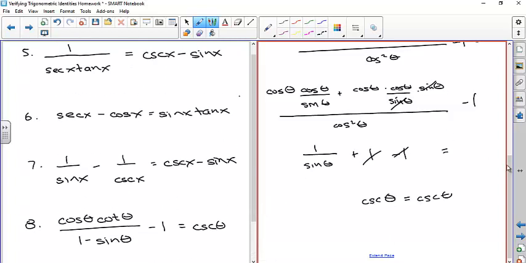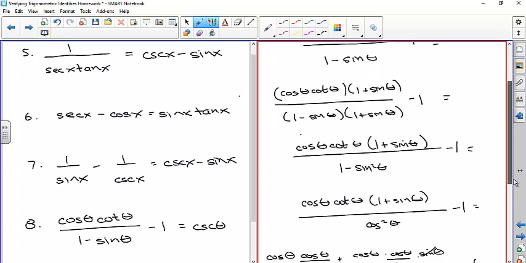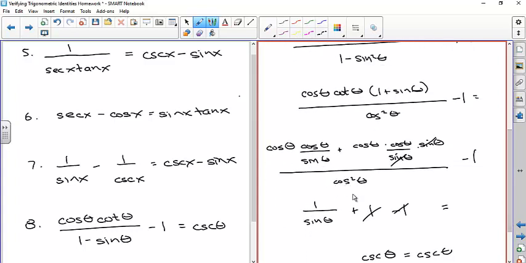Okay, so that was a tricky one. Let's review that one. So we took the original expression, multiplied in the numerator and the denominator by 1 plus the sine theta. So the denominator became 1 minus sine squared theta. Replaced 1 minus sine squared theta with cosine squared theta. We also rewrote the cotangent as cosine over sine. And by the time you simplified things, cosine canceled out with the cosine squared, you're just left with 1 over sine. Here you have cosine squared canceling out with cosine squared, which gives you 1, which cancels out that. Okay.